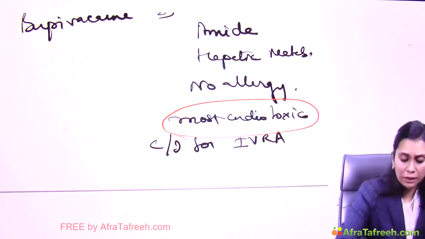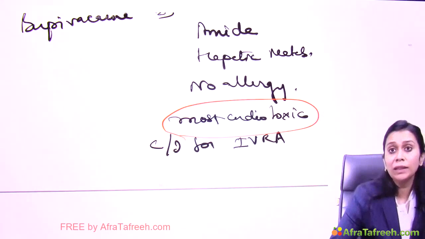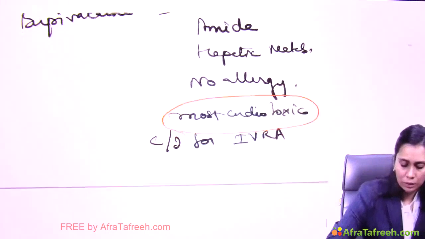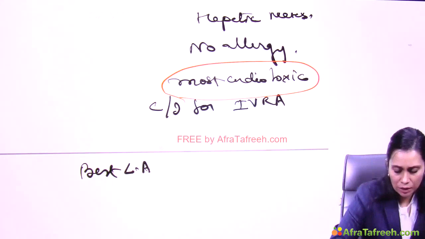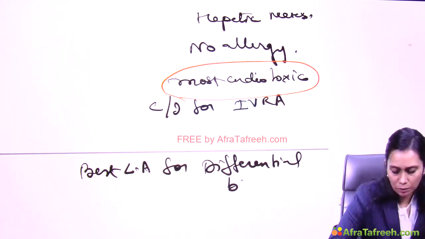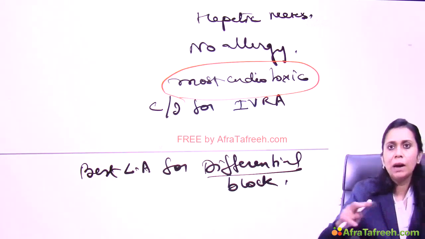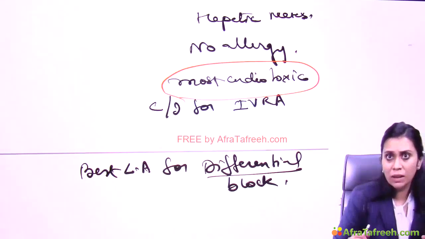But clinically, it is one of the commonest used local anesthetics. Why? We have discussed that the cardiotoxicity of LA is life-threatening, so why is it so commonly used? Because bupivacaine is the best local anesthetic for differential block. It demarcates between different nerve fibers very precisely, which no other drug does with such precision. At different concentrations, it demarcates between sensory and motor fibers very precisely. So it's a very good drug for differential block, and that's why it's very commonly used.